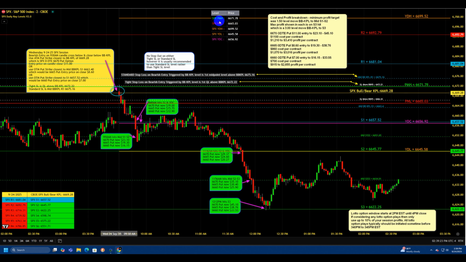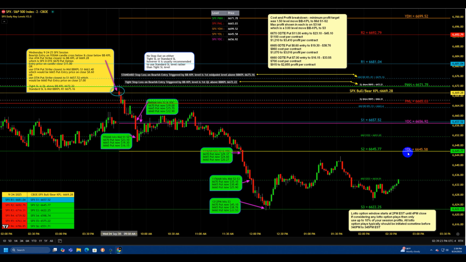Okay, so what do these additional levels represent? PMH is the SPX pre-market high. PML is the SPX pre-market low. YDH is yesterday's RTH session high. YDL is yesterday's RTH session low. And YDC is yesterday's RTH session close. These levels are also important in the general context of today's session, as they provide additional context and confluence where they are seen with other levels.